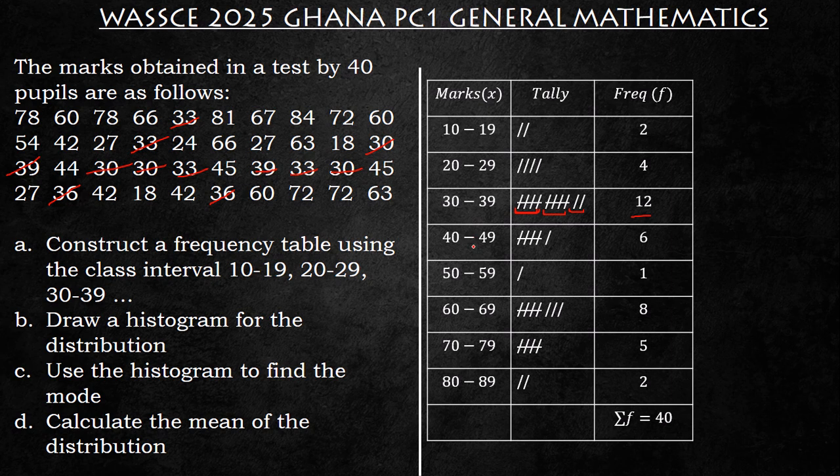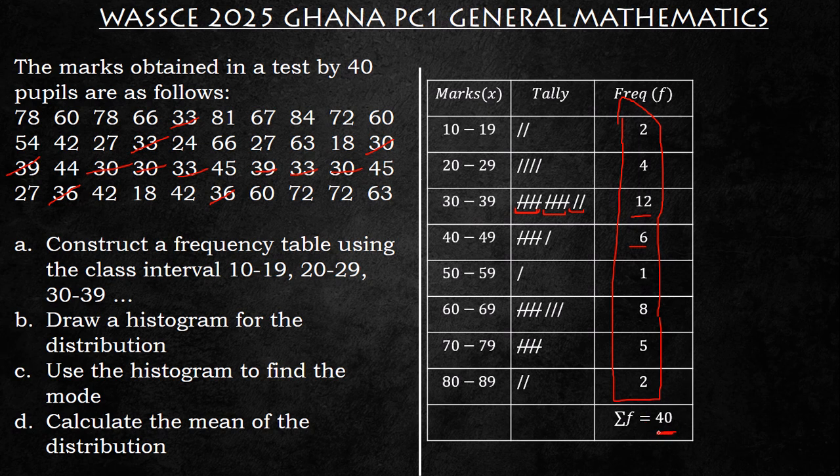From 40 to 49, the frequency is 6, and so on. You do this to complete the table, and this is how the table is going to look. Then we sum up all the frequencies: 2 plus 4 plus 12 plus 6 plus 1 plus 8 plus 5 plus 2, and that gives us 40.